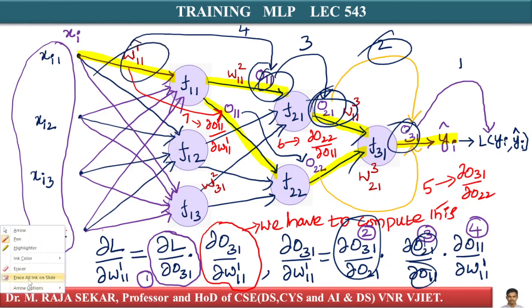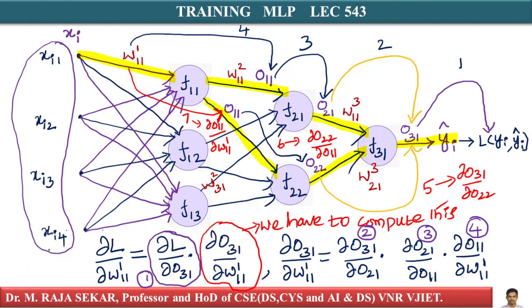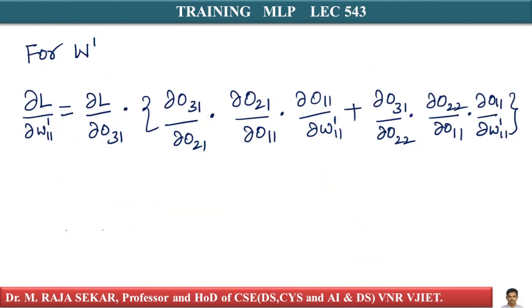In a similar manner, there is another path. What is that other path? This is dou O31 by dou O22, dou O22 by dou O11, dou O11 by dou W11. This I must write, isn't it? Same principle for W power 1, same thing. This is the case. From here onwards, this is the first path, this is the second path.